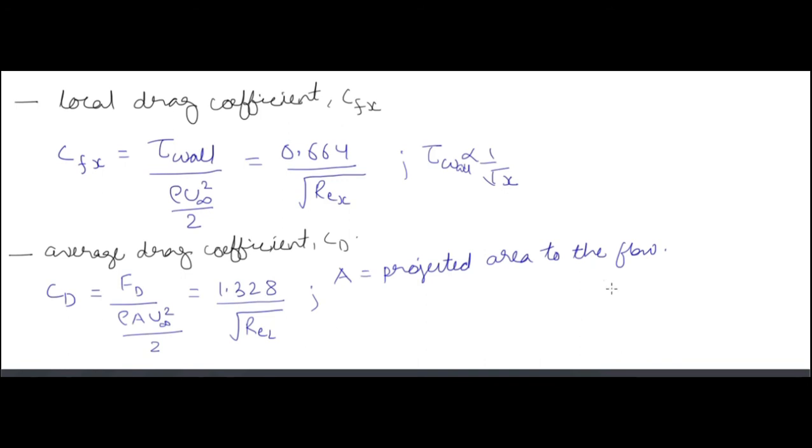A is the projected area to the flow, meaning pi r square for a sphere and B into H for a rectangular duct, where B is the width and H is the height. Also, wall shear stress is inversely proportional to the square root of x, because wall shear stress is inversely proportional to the square root of Rex, and Rex is velocity into x by kinematic viscosity. X is the distance from the leading edge.